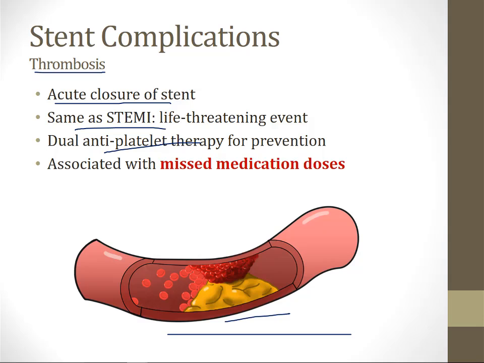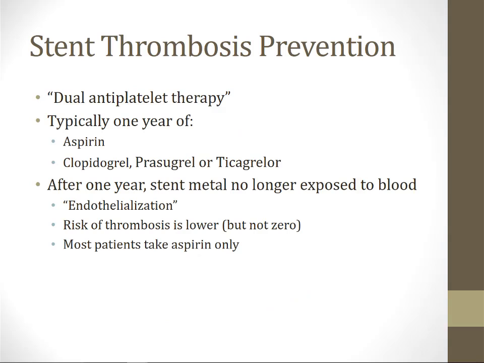But what you should know, especially in terms of board questions, is that most cases of stent thrombosis are associated with missed medicine dosages. So the classic history is a patient who recently had a stent placed who now presents with ST elevations and chest pain and says that they forgot to take their antiplatelet drugs. To prevent stent thrombosis, dual antiplatelet therapy, or DAPT, is often administered for 1 year. DAPT includes 1 year of aspirin and another antiplatelet drug such as clopidogrel, prasugrel, or ticagrelor.